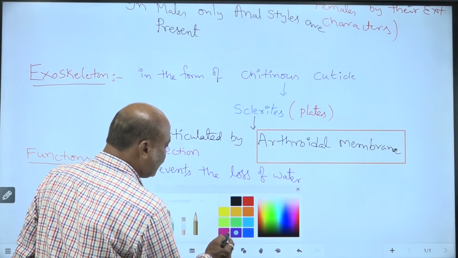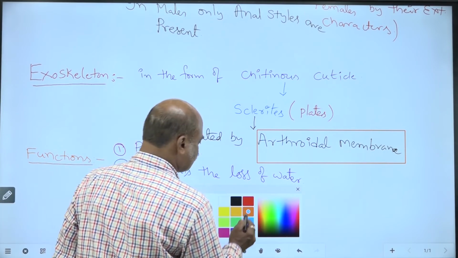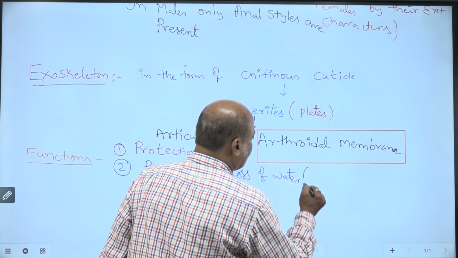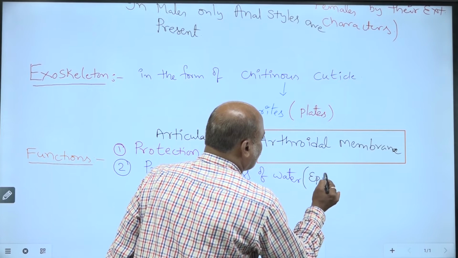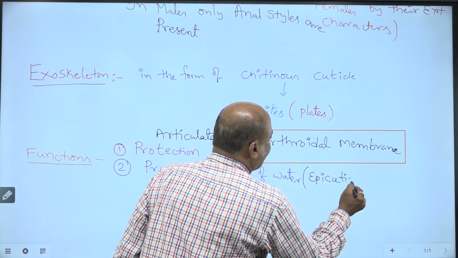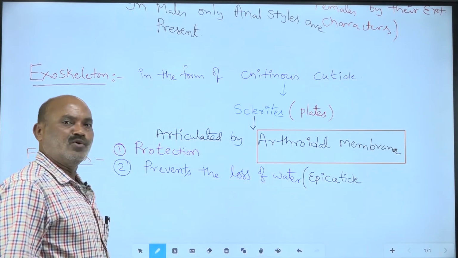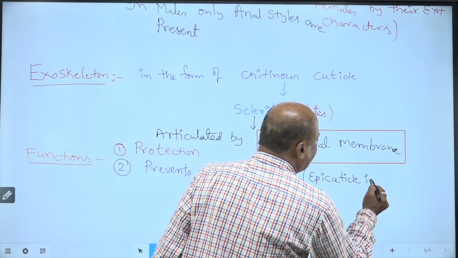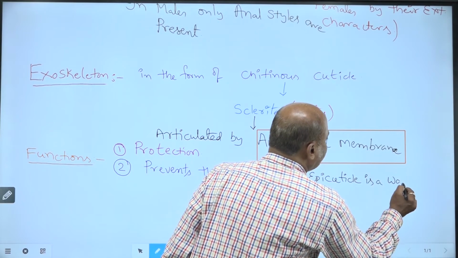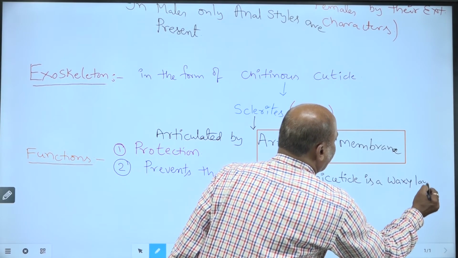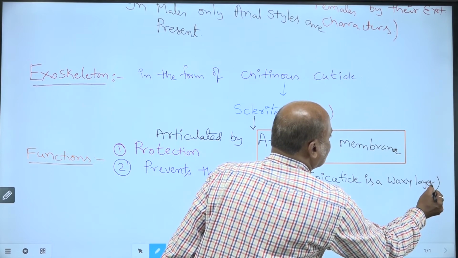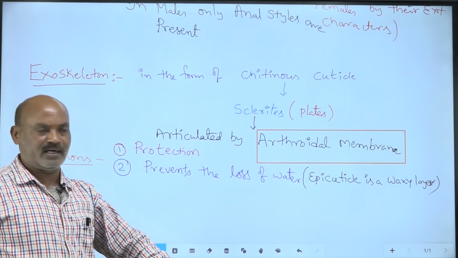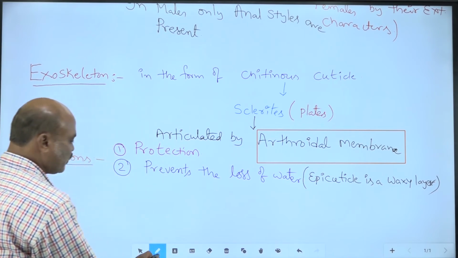So one of the layers in a cuticle is epicuticle. That epicuticle is a waxy layer. So that waxy layer prevents the loss of water. That is one more thing.